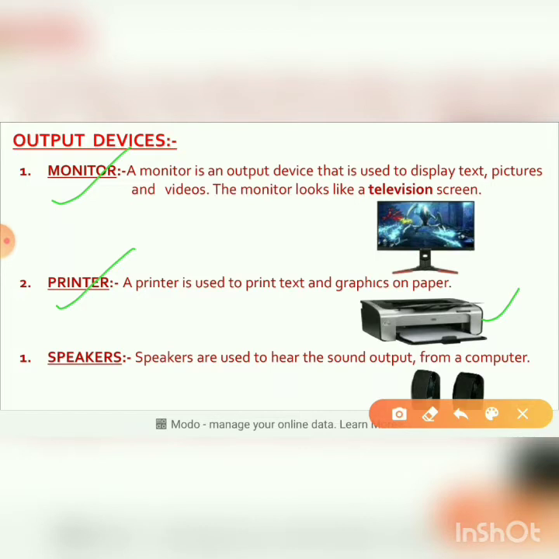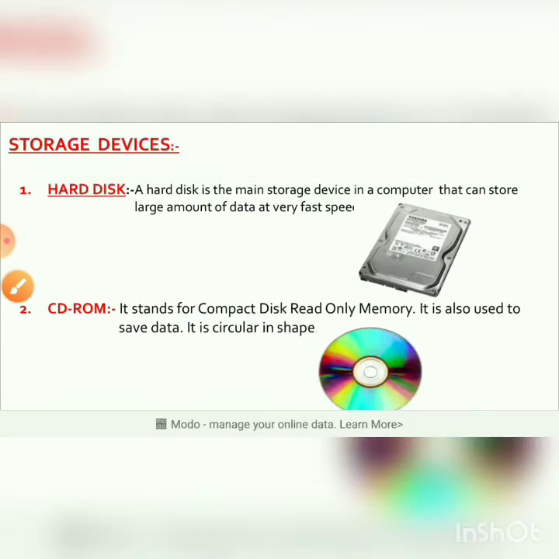Now let's talk about printer. A printer is used to print text and graphics on paper. The text or graphics we get on the paper are called hard copy because the information is displayed on paper permanently. Now talk about speakers. Speakers are used to hear the sound output from a computer. Like if you are saying something on mobile, you can record it and listen to it with the help of a speaker.